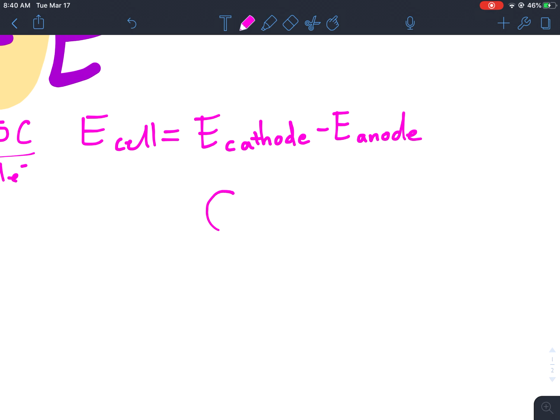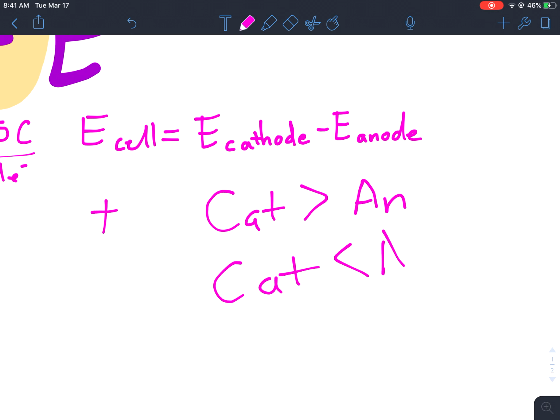Now, if your cathode is greater than your anode, then you know what? Your E cell is positive, right? Because you're subtracting your anode from your cathode. So if your anode is smaller than your cathode, then you're going to have a positive number here. But if your cathode is less than your anode, that is going to become a negative E cell.